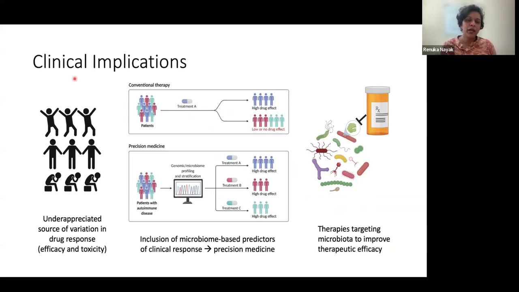But my take-home message is that the microbiome is an underappreciated source of variation in drug response. And I focused a lot on efficacy today, but I think that these findings raise a lot of questions about toxicity.